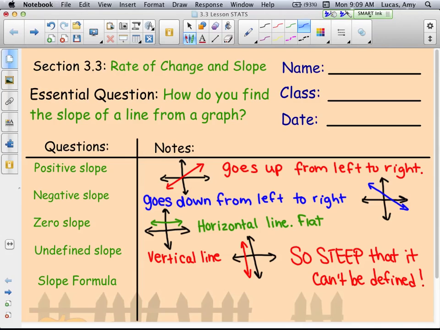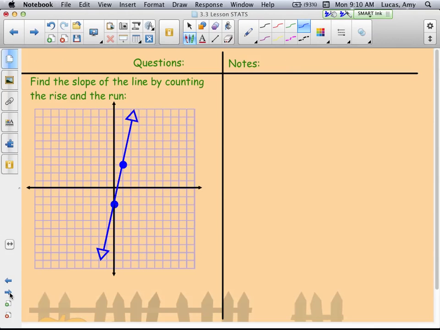Okay, and I'm going to cross out this slope formula because we're not working on that one today. That will be on one of our later lessons. Okay, so find the slope of the line by counting the rise and the run. So slope equals rise over run.